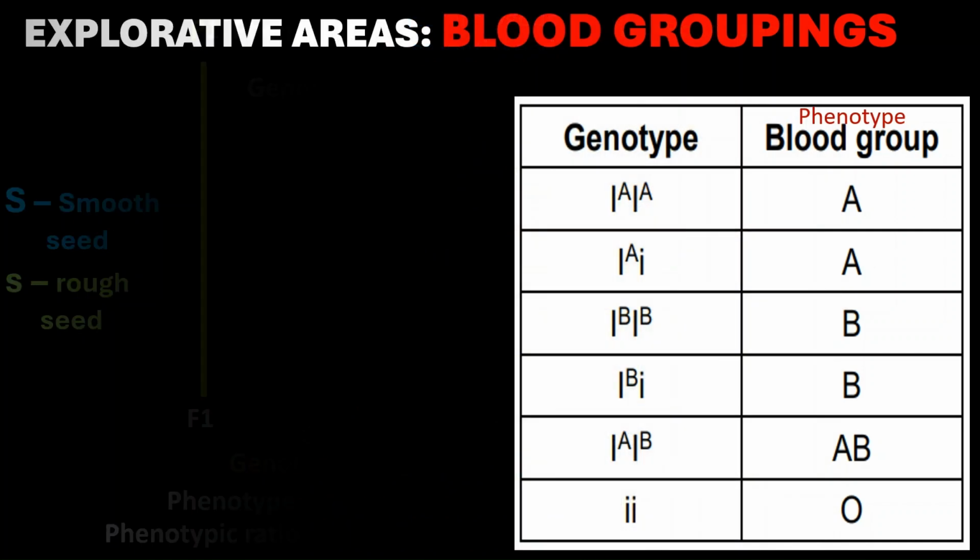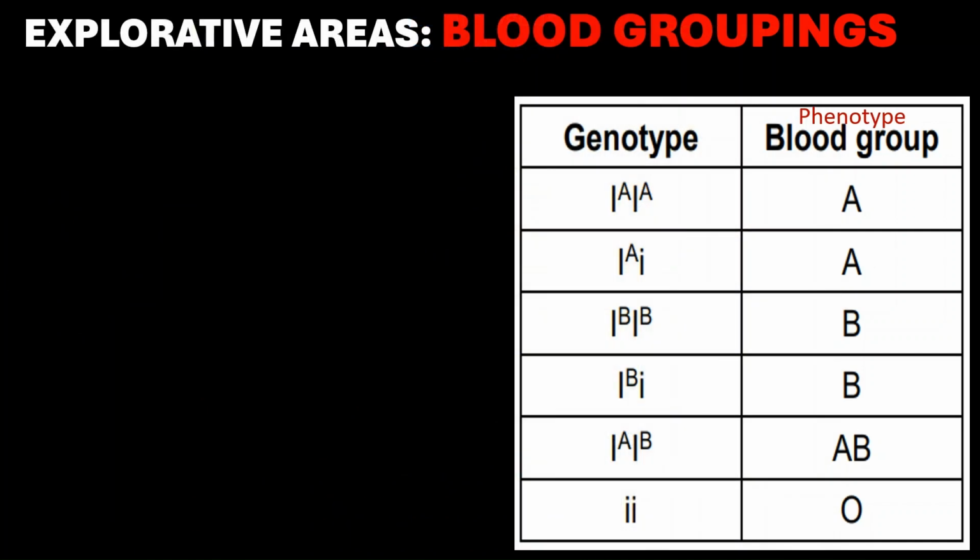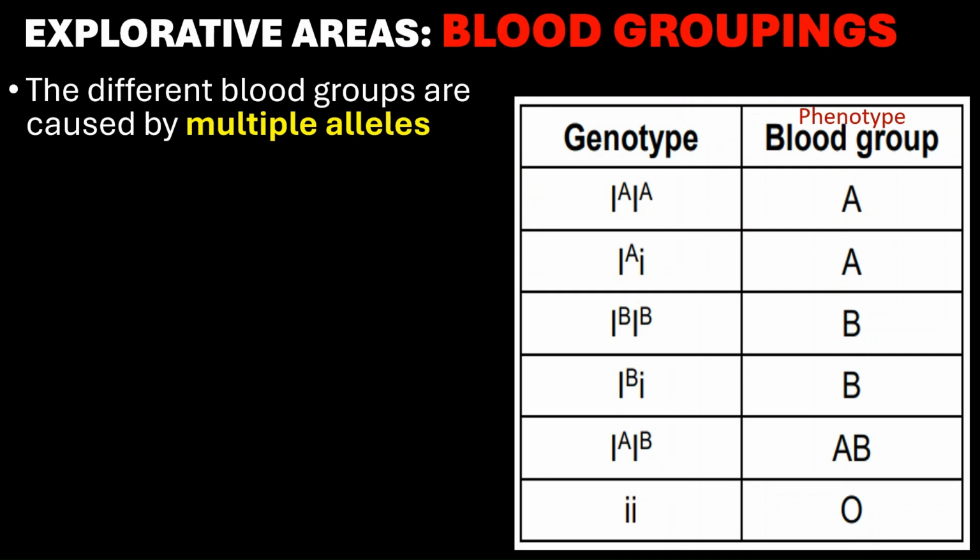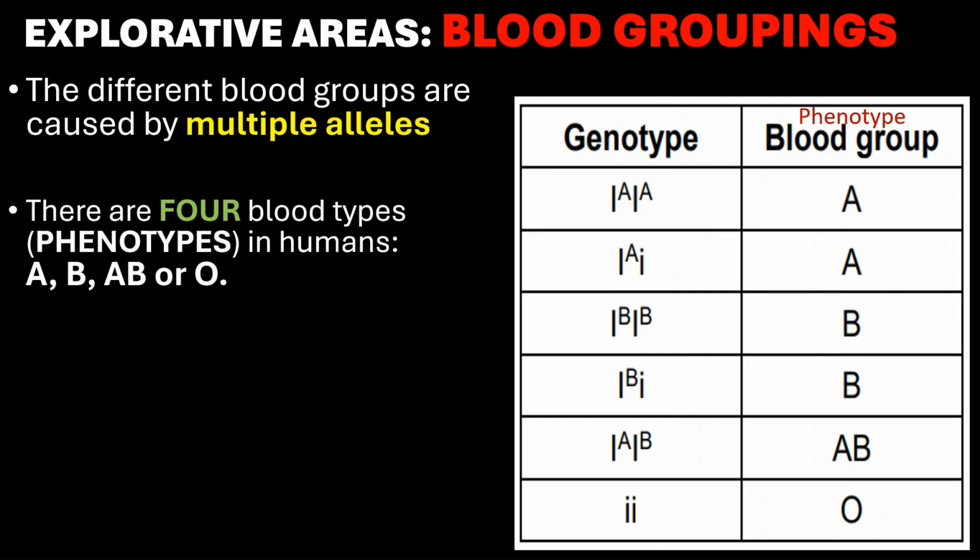Now let's go to blood grouping. So with blood grouping, these are the things you need to know. You need to know that the different blood groups are caused or produced by multiple alleles. So note the word multiple alleles. And then there are four blood types or four blood phenotypes. They know that there are four blood types because it can be tested.